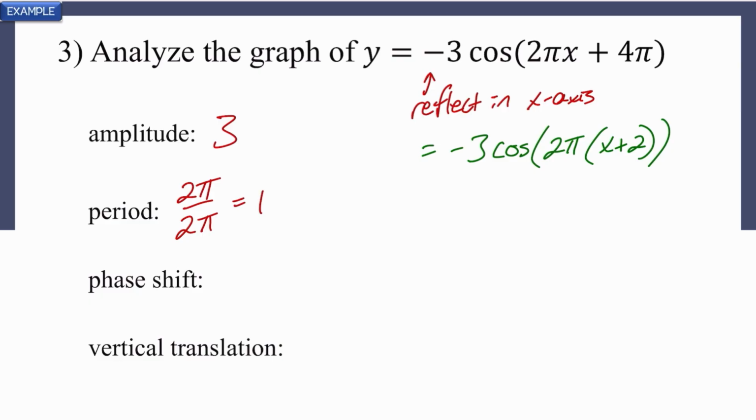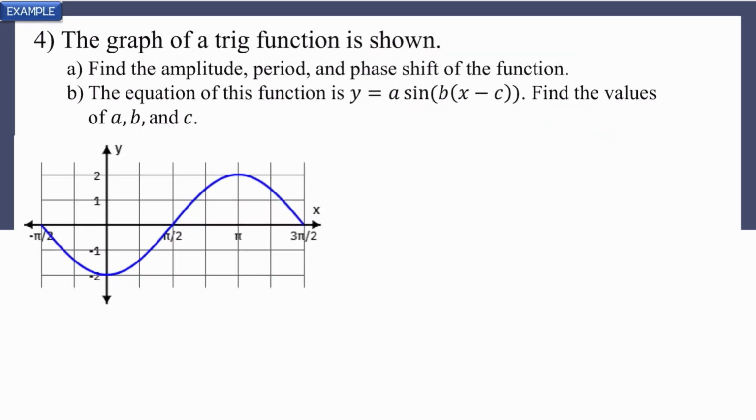And the phase shift is going to be either you write negative 2 or you can say 2 to the left. Be careful that you don't say negative 2 to the left because that would imply a double negative and then it would make it going 2 to the right. Vertical translation, none. For our last example, we're going a little bit differently.